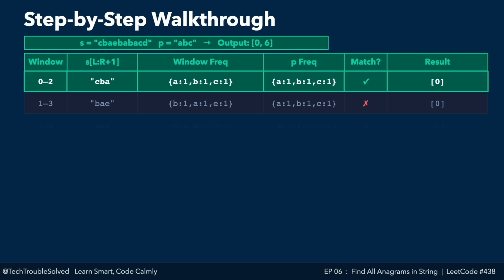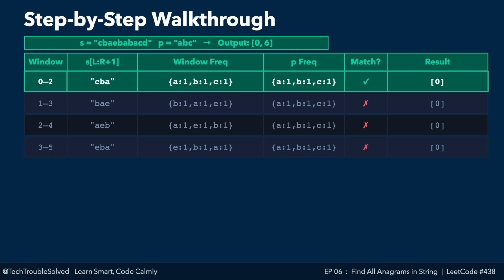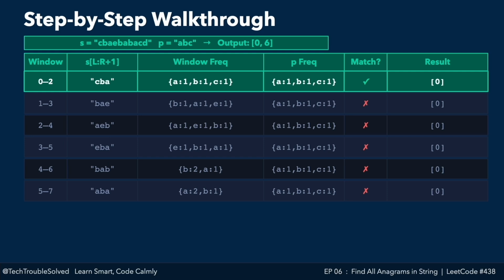Window 2 to 4, AEB. Also no match. Window 3 to 5, EBA. No match. Window 4 to 6, BAB. B appears twice now. Frequency map is wrong. No match. Window 5 to 7, ABA. A appears twice. No match.